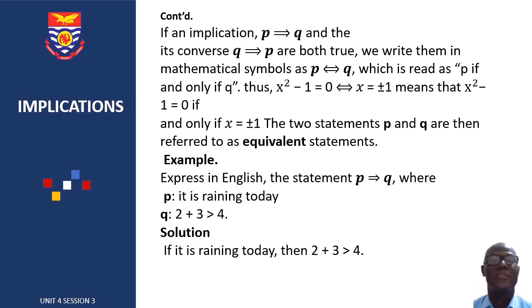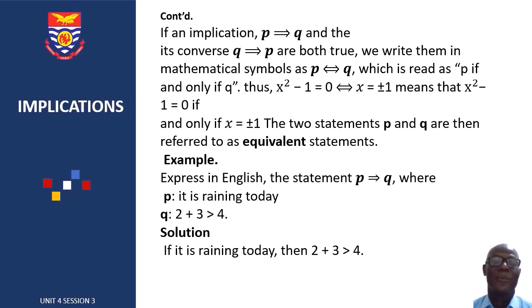Implications. If P and Q are two statements such that P implies Q is true, and the converse Q implies P is also true, then we connect P and Q by using the equivalence sign, which is read as P if and only if Q. That is, P is true if and only if Q is true.